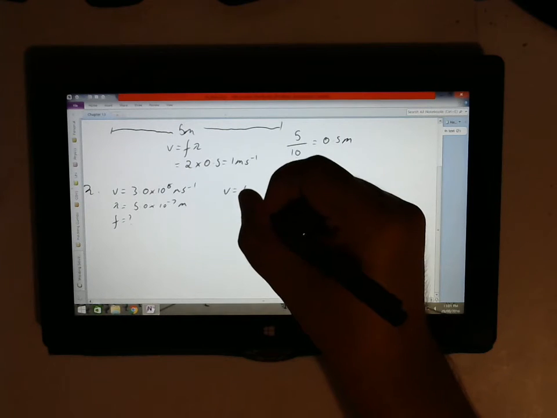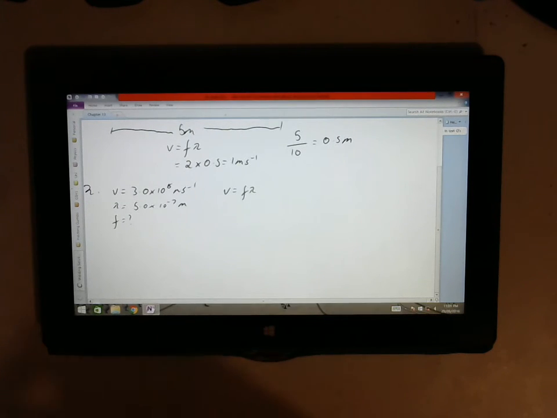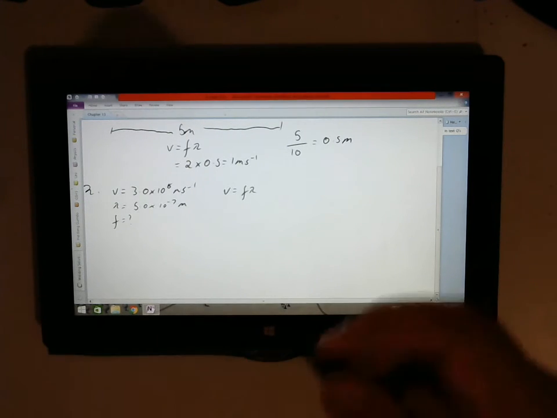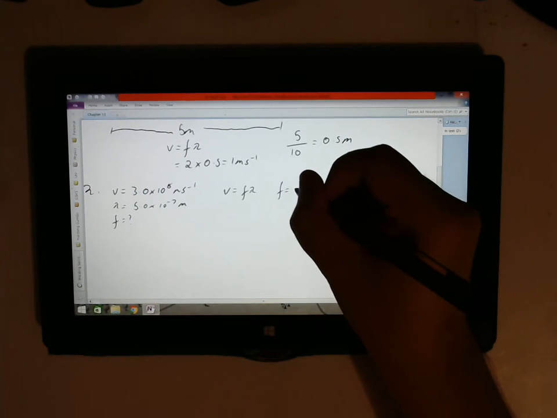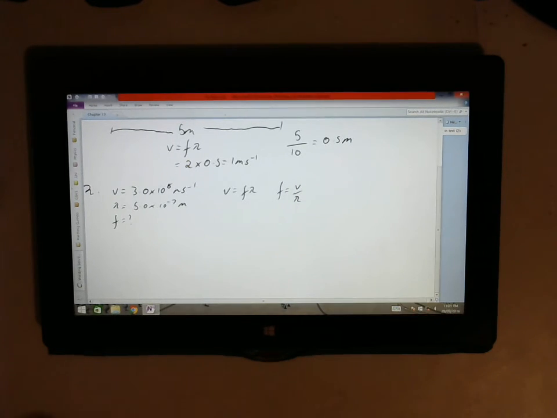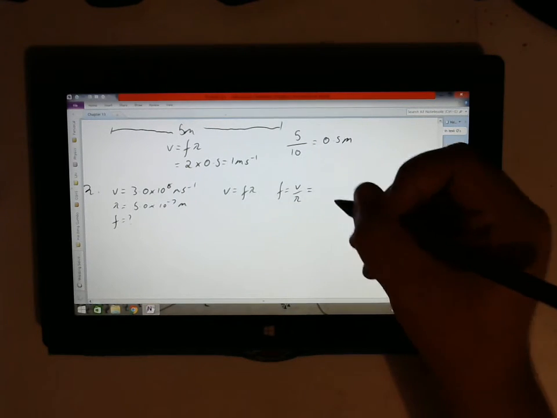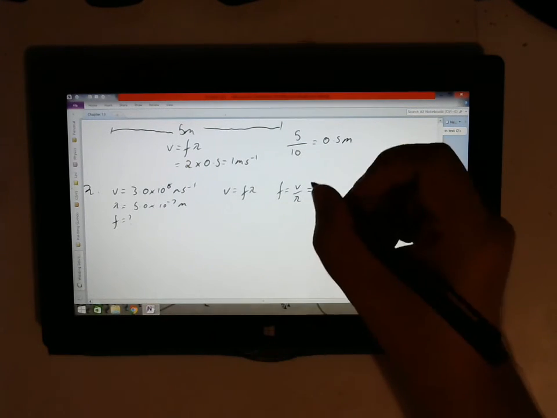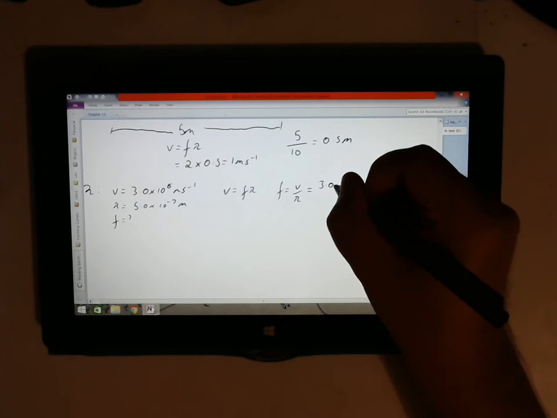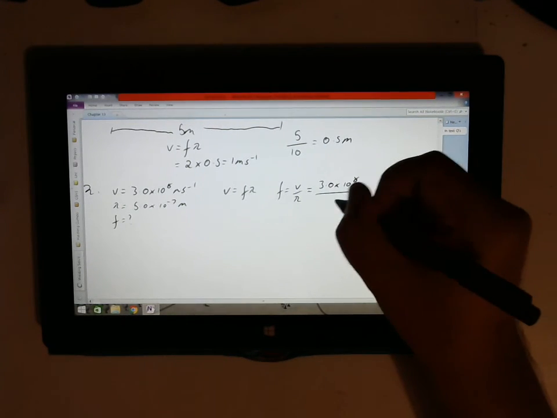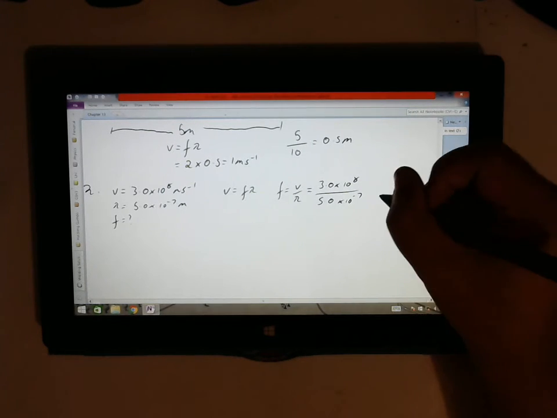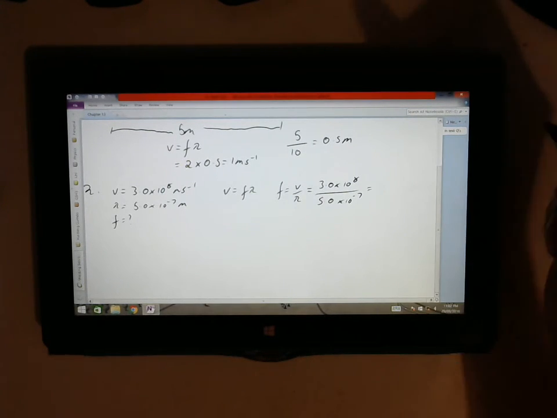V equals f lambda. And if we rearrange this, I prefer to rearrange, we will get that f equals v over lambda. Okay. Some people prefer to put the numbers in then rearrange. However, I prefer to rearrange the algebra first. There is no right or wrong way, it's what you're comfortable with. Let's substitute 3.0 times 10 to the 8 divided by 5.0 times 10 to the negative 7. And if we put that into our calculator, we'll get an answer.